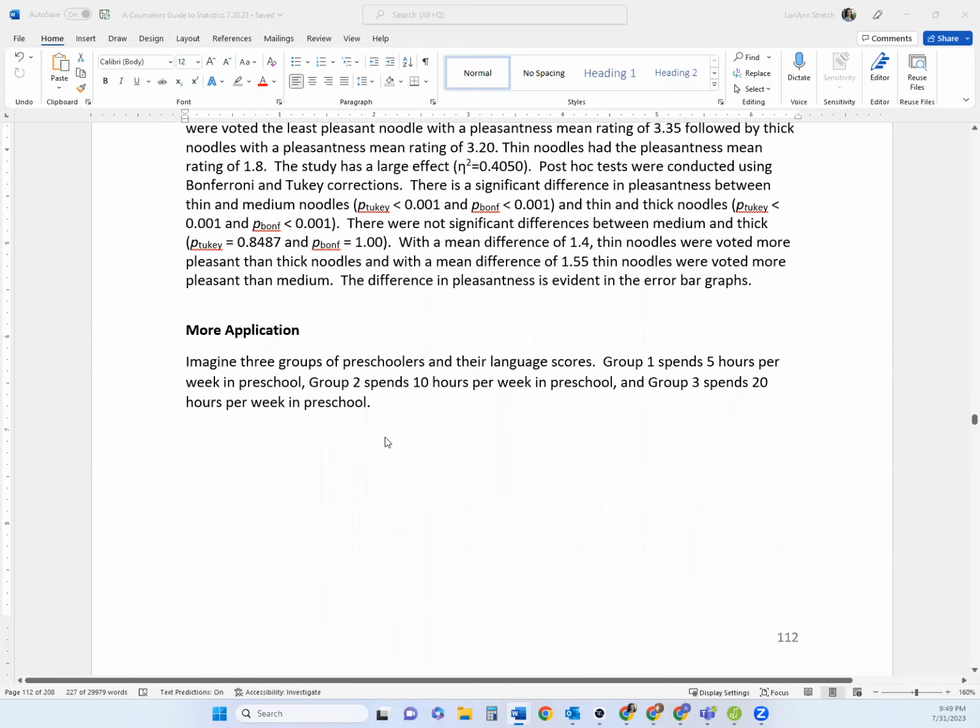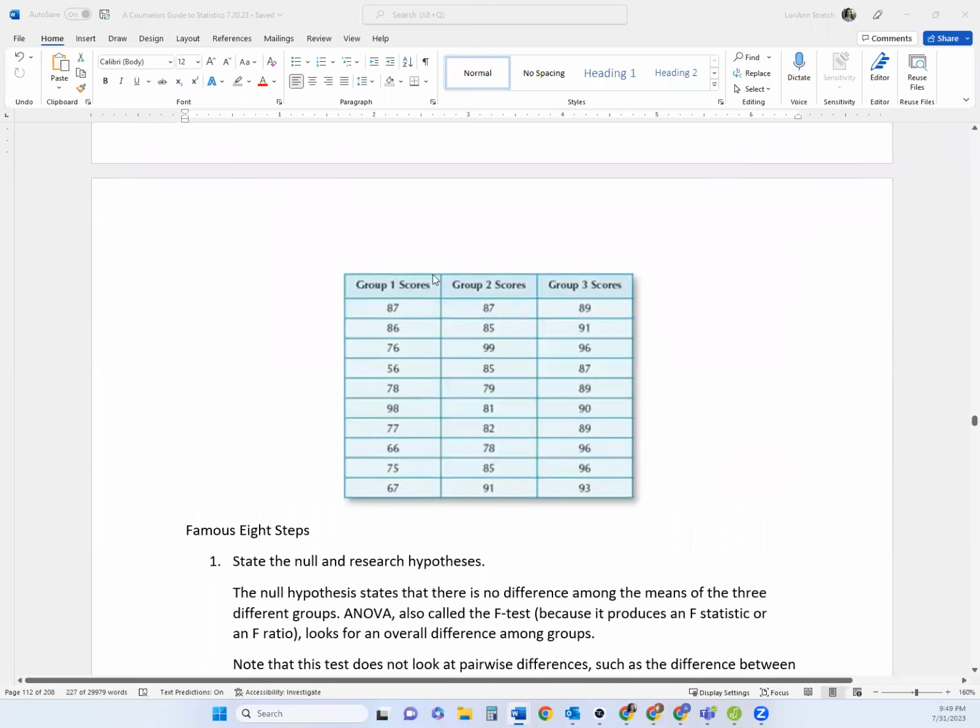Now we're going to look at three groups of preschoolers and their language score. Group 1 spends 5 hours per week in preschool. Group 2 spends 10 hours per week in preschool. And Group 3 spends 20 hours a week in group preschool. So this is what it looks like. These are their language scores based on what group they're in.